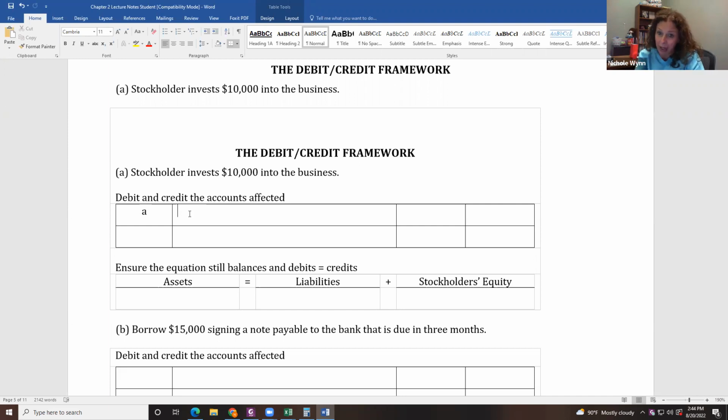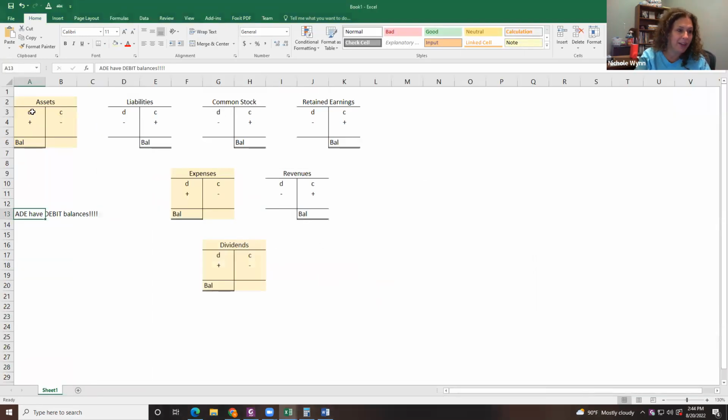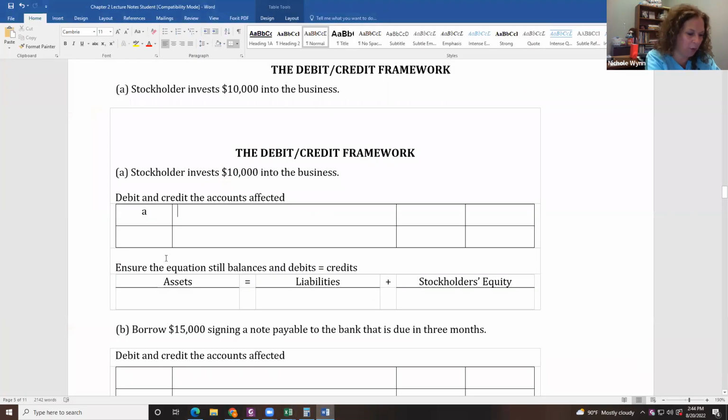And so the company is receiving cash. So cash is going up, right? If cash is going up, cash is an asset and the asset is going up. So I am going to debit cash. What I'm going to do is put cash on the first line, and then I'm going to put 10,000 in what's called the debit column.